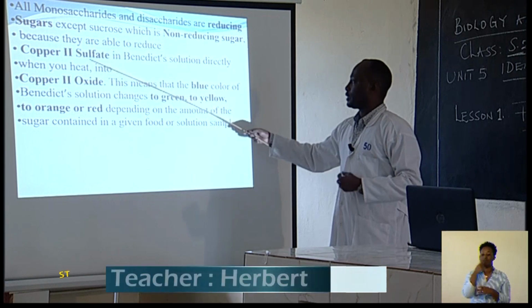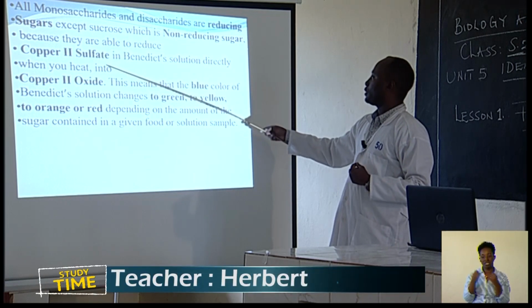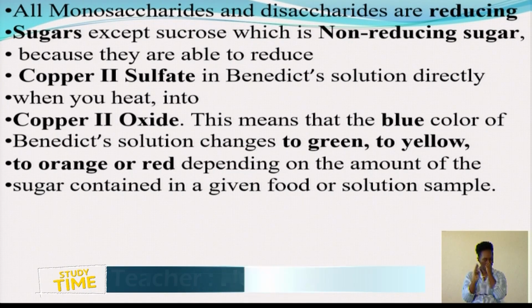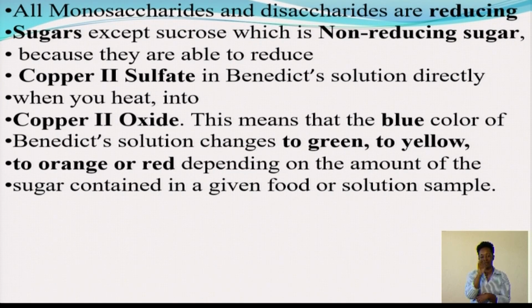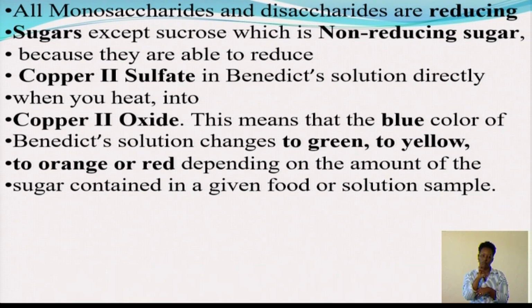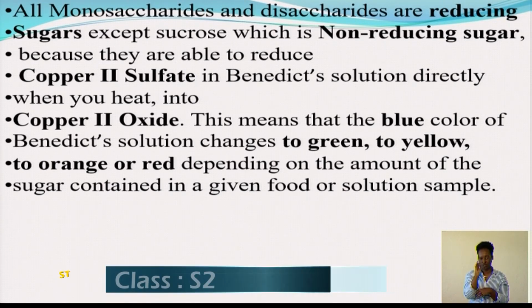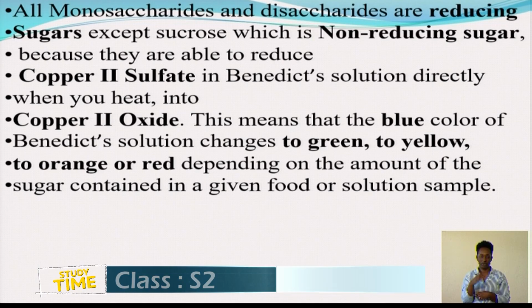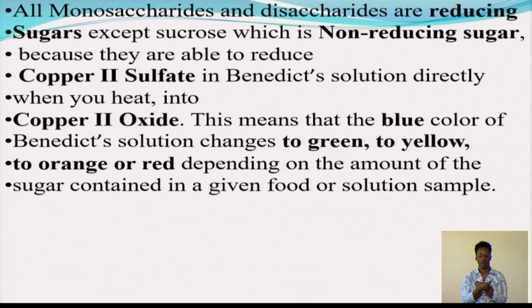These are the chemical tests that we normally use. We use copper sulfate in Benedict's solution, and when you heat it, that is able to reduce sucrose into a reducing sugar. We have copper 2 oxide. This means that the blue color of the Benedict's solution changes to green, to yellow, and finally to orange or red, depending on the amount of sugar present in a food sample.